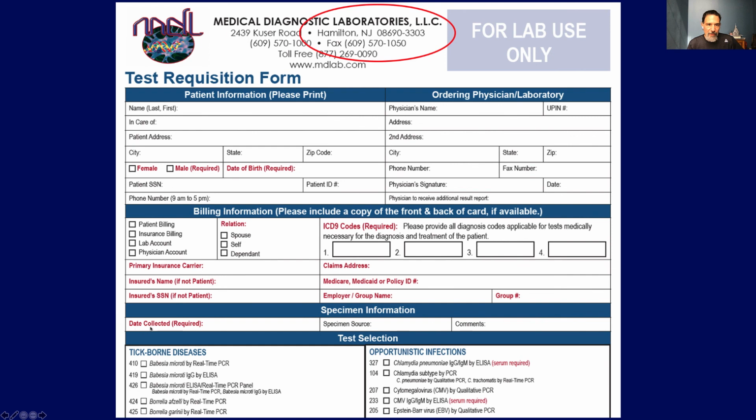The date that the specimen is collected, and of course, which test is being ordered. And so this is like the minimum amount of information that a laboratory might have to report to a health department when the test result comes back.